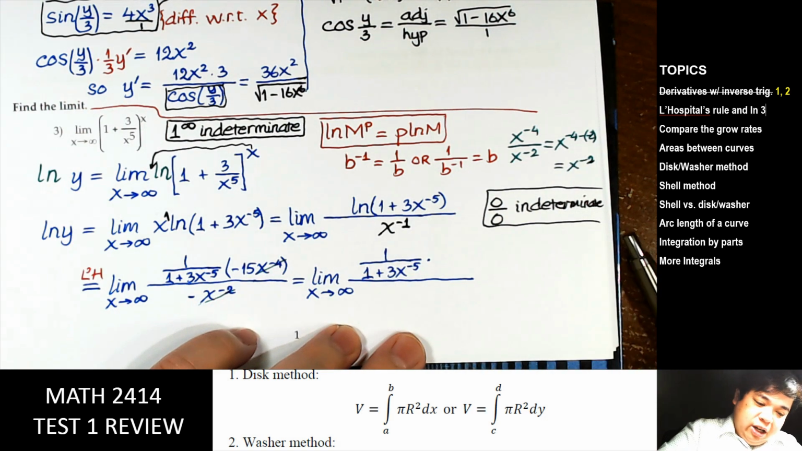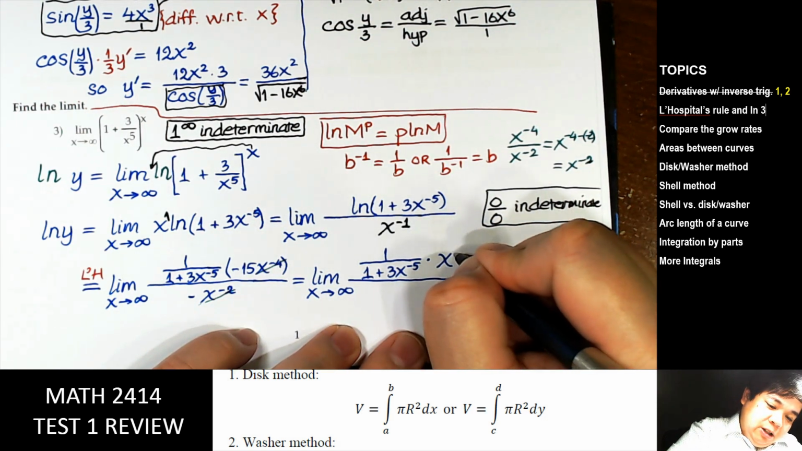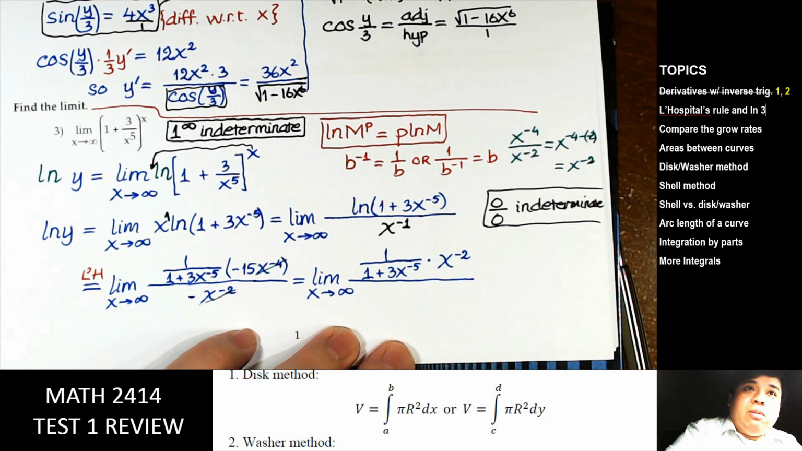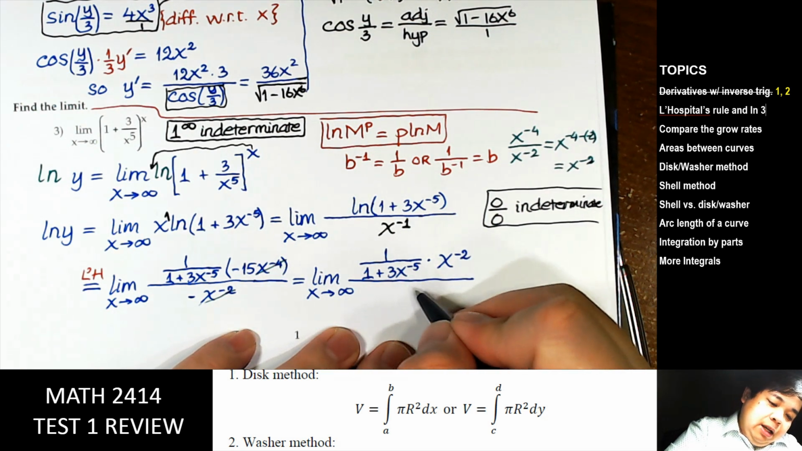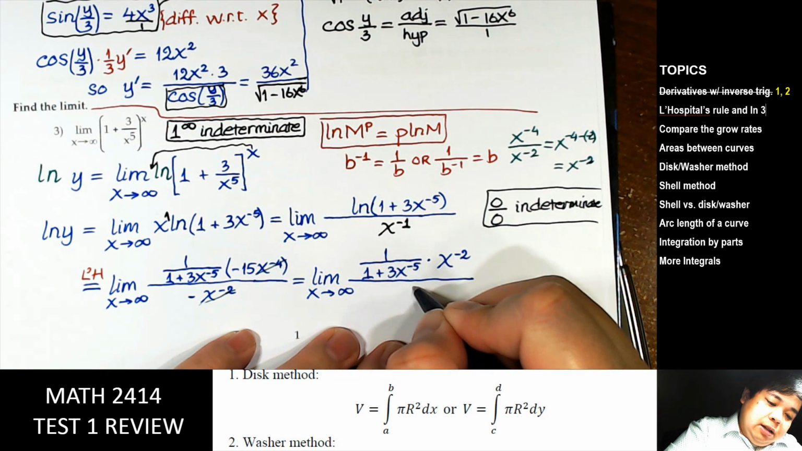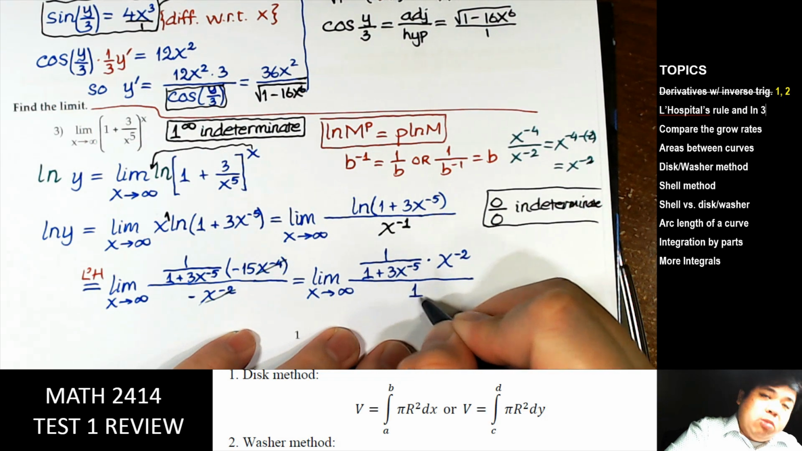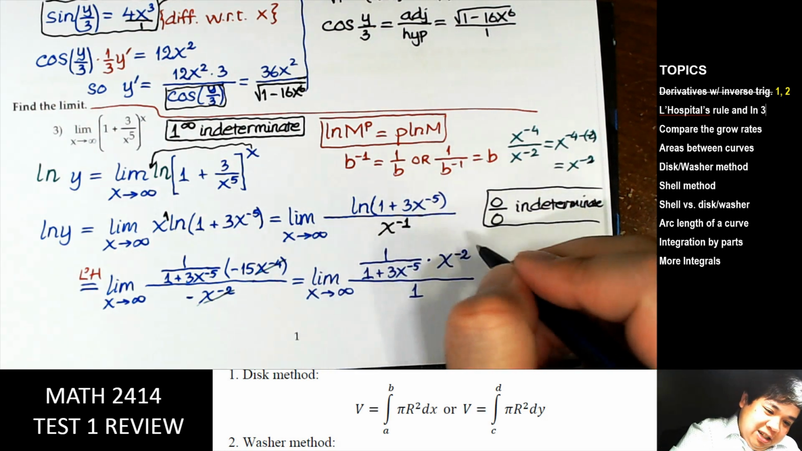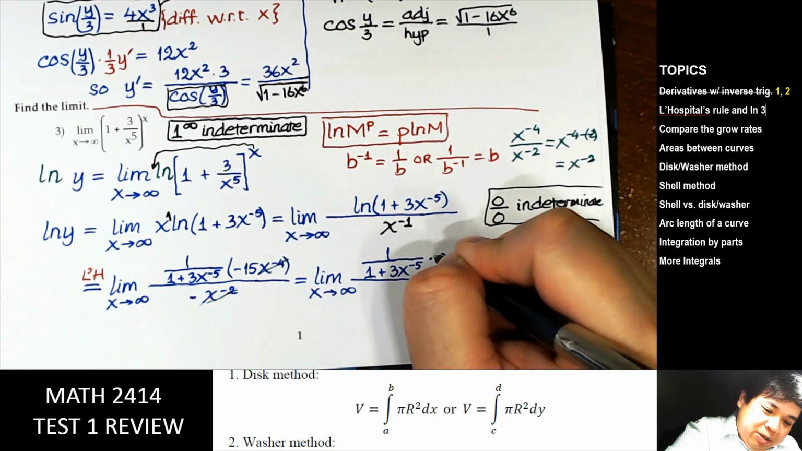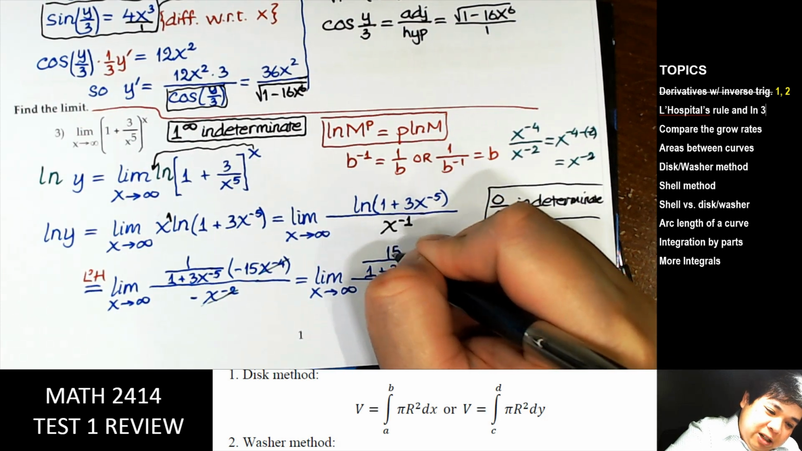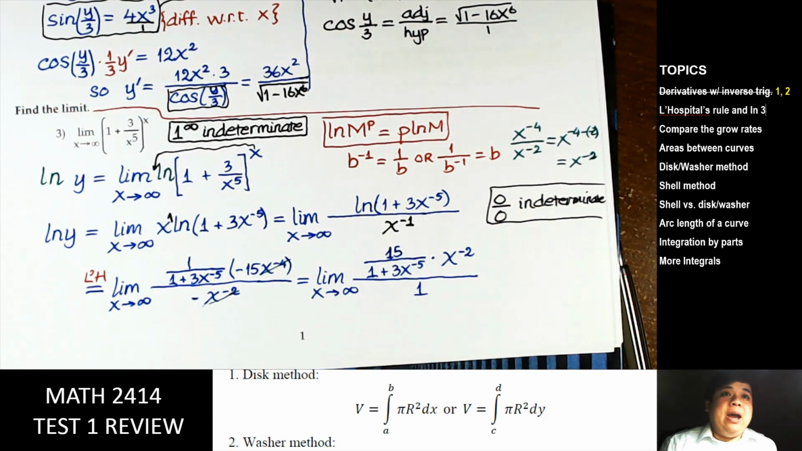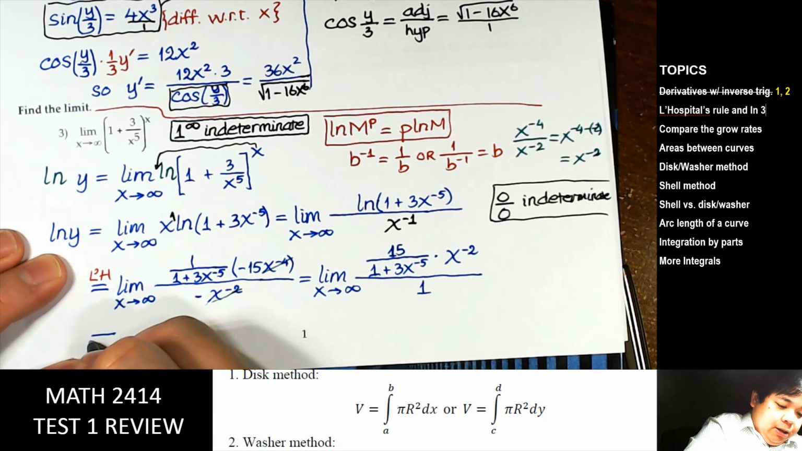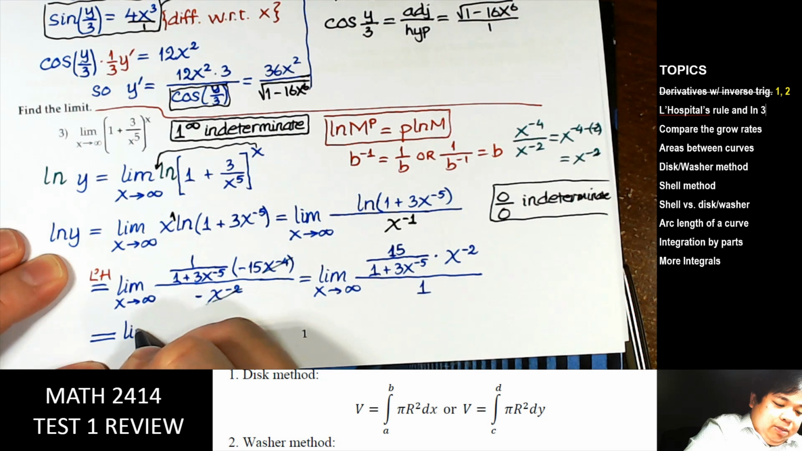So we have x to the negative 2 on the top, and then just 1 at the bottom, because everything cancels out. Of course, I forgot the 15, did I? So yeah, there's still 15 here, so let's just put 15 on the top there. Right. So we still have the limit.